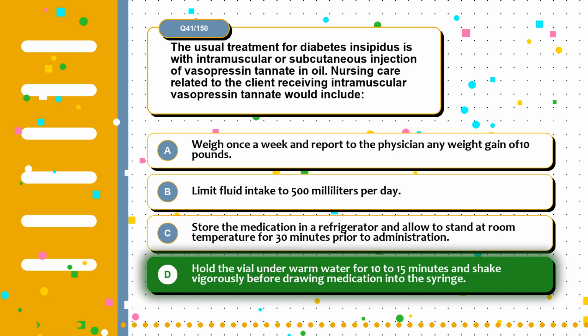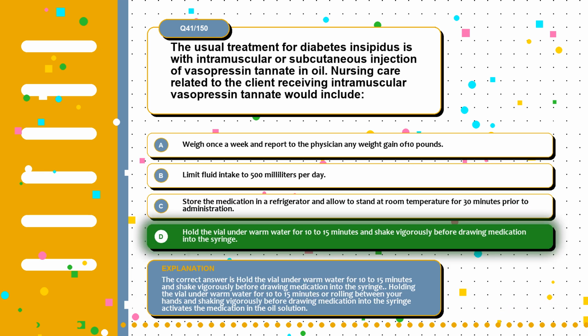The correct answer is option D. Hold the vial under warm water for 10 to 15 minutes and shake vigorously before drawing medication into the syringe. The correct answer is hold the vial under warm water for 10 to 15 minutes and shake vigorously before drawing medication into the syringe. Holding the vial under warm water for 10 to 15 minutes or rolling between your hands and shaking vigorously before drawing medication into the syringe activates the medication in the oil solution.